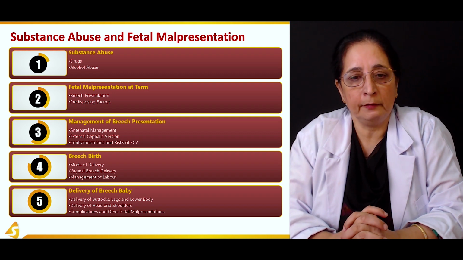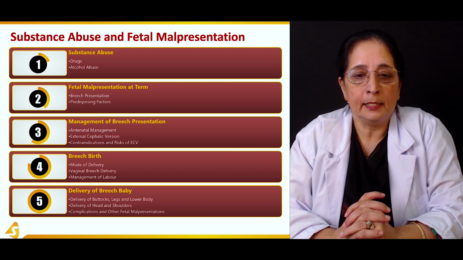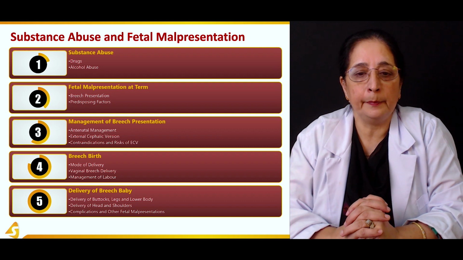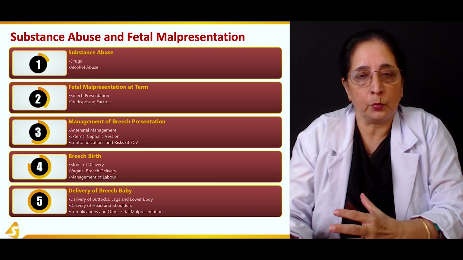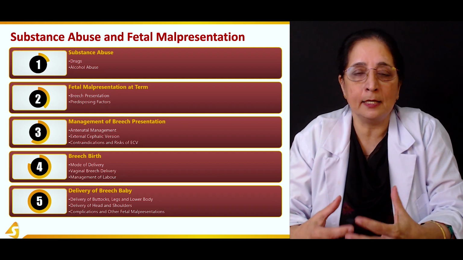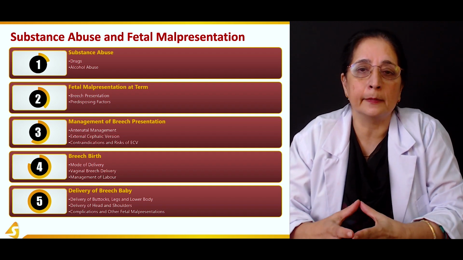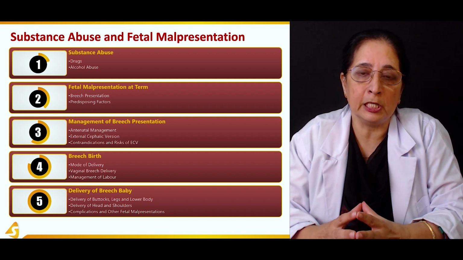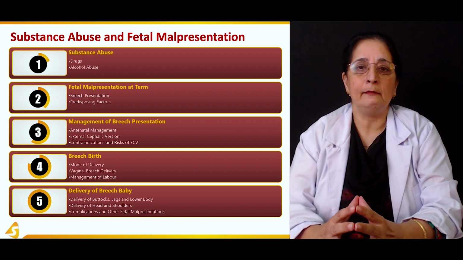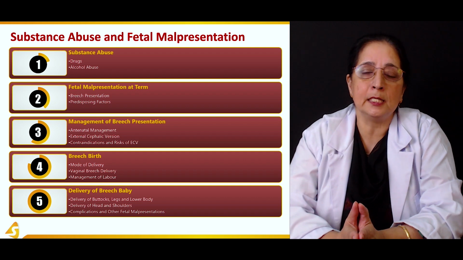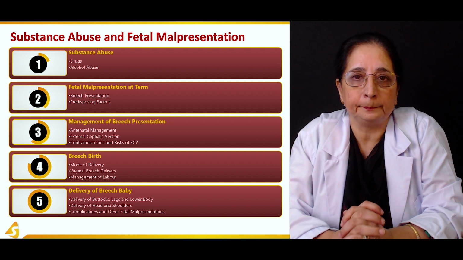Then in the second section, we will talk about fetal malpresentation at term. And these fetal malpresentations will be breech presentation mainly. We have two main presentations. One is the cephalic, in which the head comes first, and then the breech, in which the head comes after. So the most common malpresentation is the breech presentation, and then we will talk about the different predisposing factors that can lead to breech presentation at term.